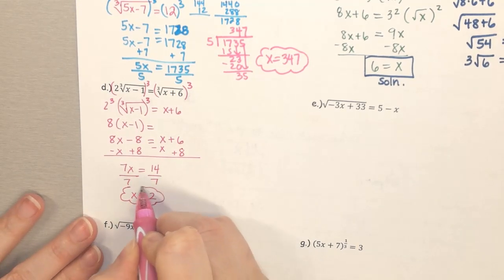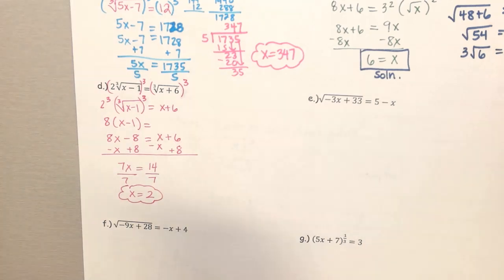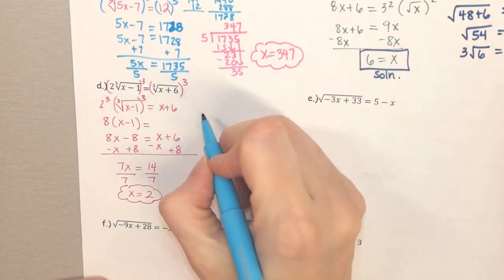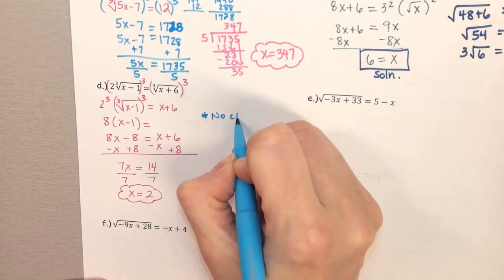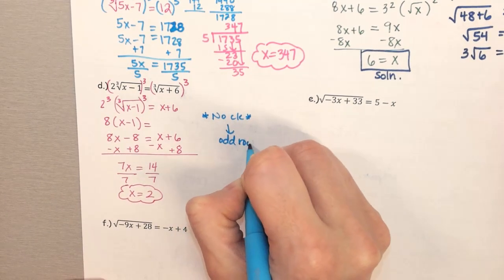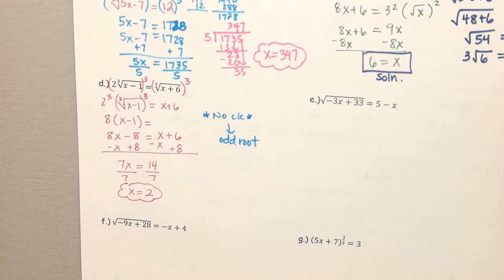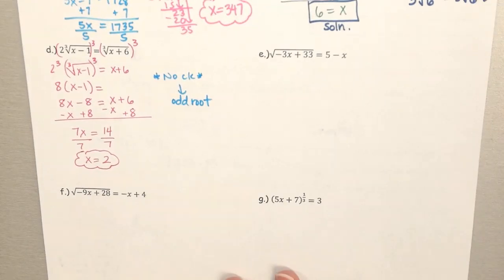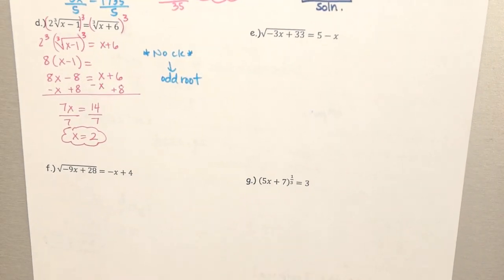Okay, and then this is another odd root, so you don't need to check. If it's an odd root, you don't need to worry about doing your check for that. Okay, so let's start part B.